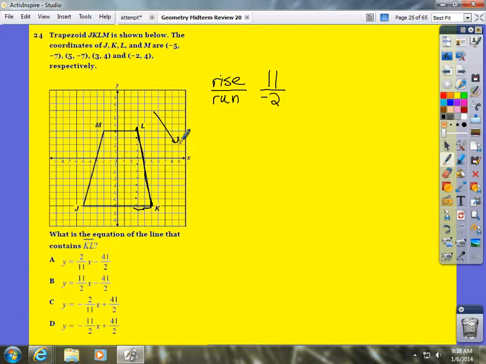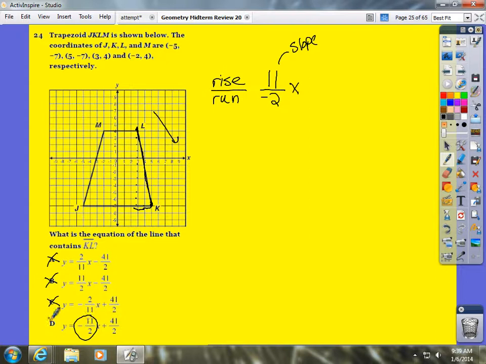Okay, this is our slope, and it's going to be in front of the x. So this one's positive 2 over 11. This one's positive 11 over 2. This one's negative 2 over 11. This one right here, we have negative 11 over 2. So the answer is D, negative 11 over 2.